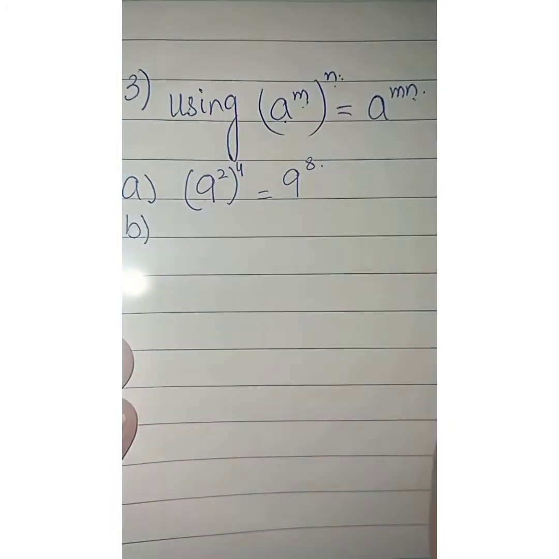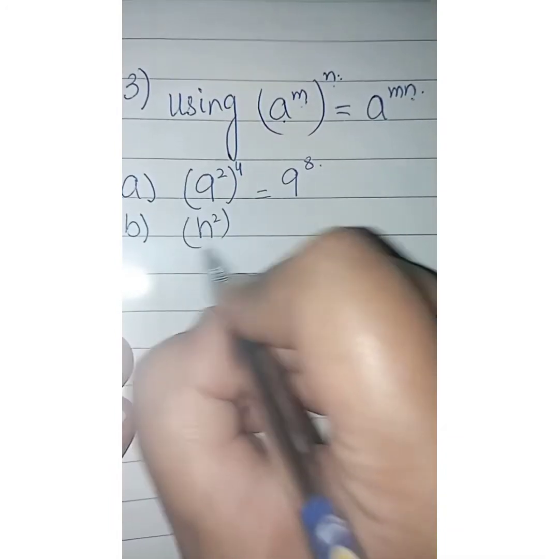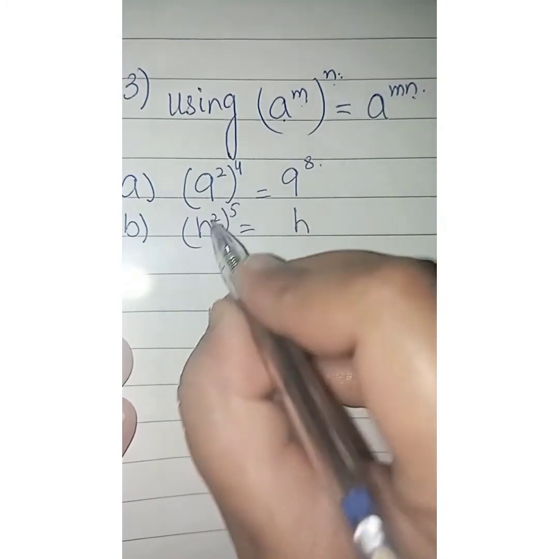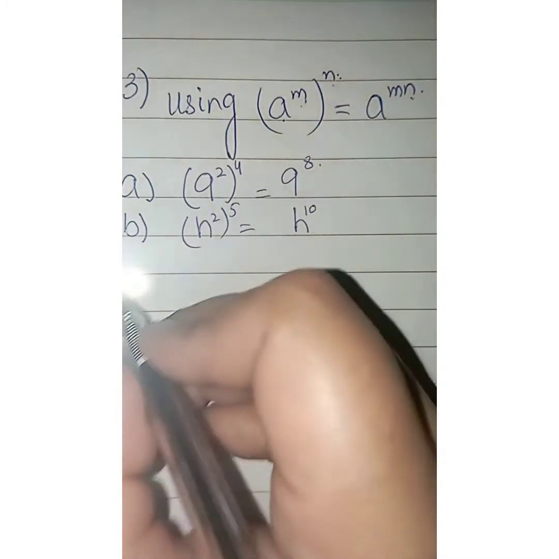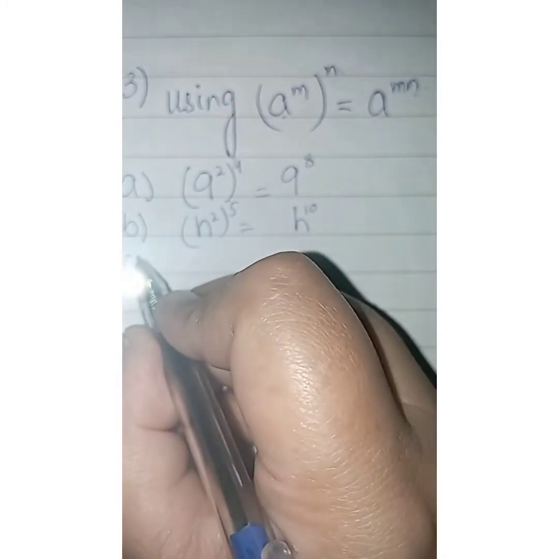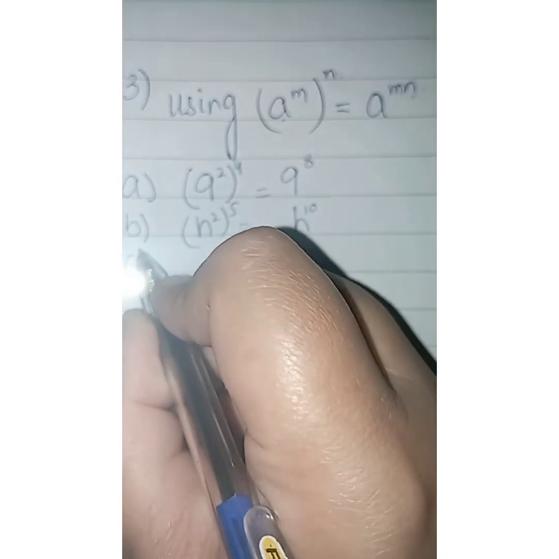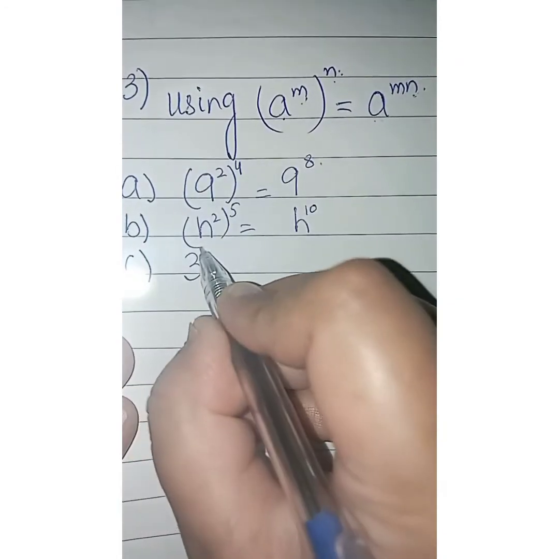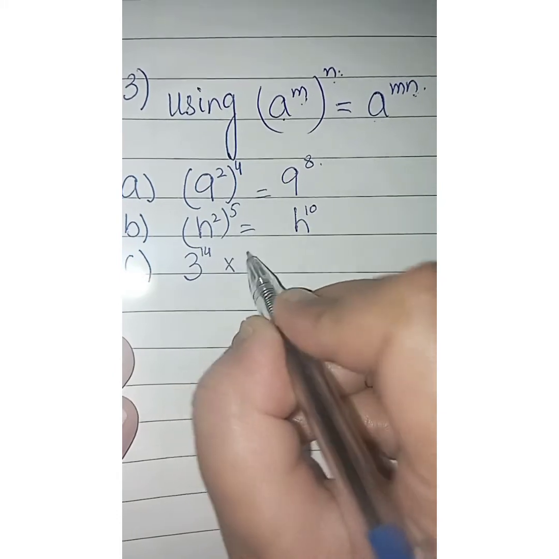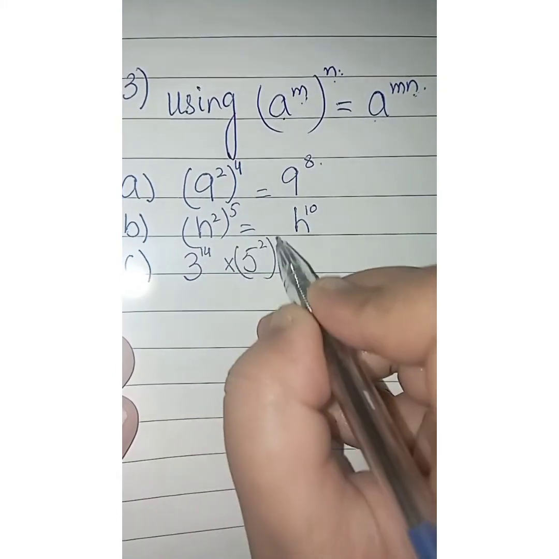Let's move on to the second part, which is h power 2, outside it is 5. So h power, simply 2 5s are 10. So nothing very difficult. Then c part is 3 power 14 into 5 power 2, outside it is 7.